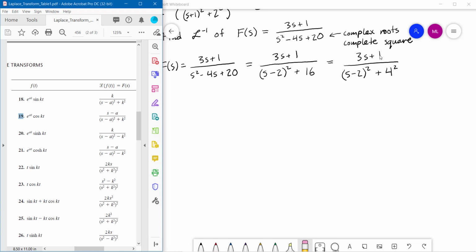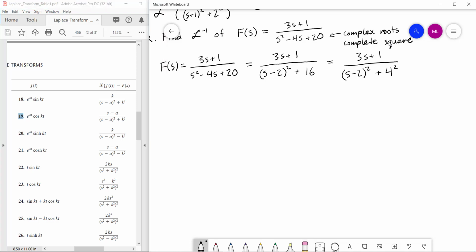If this was an s minus 2 on top, we would be great. We would have it in the exact form that we needed, right? We'd have s minus 2 on top, and we'd have s minus 2 squared on the bottom, and it'd already be in this form. We don't have that. But my goal is to force that to be there, because I want it to match this form of what we're looking at. So I want to force an s minus 2 into that numerator. So let's do that.